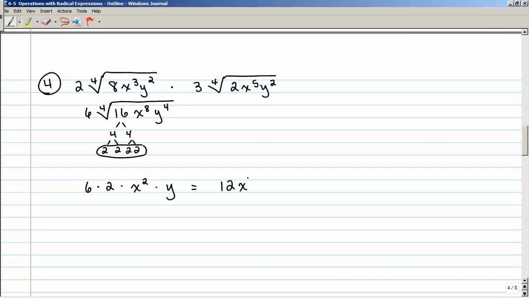12 x squared y. Let's check and see if we need any absolute value bars. So I'm looking for even, even, odd. Yes, I took the even root of an even power, but I got an even answer for my x's. I took an even root of an even power for my y's, and I did get an odd exponent there, so my y has to be between absolute value bars. So there's your final answer.